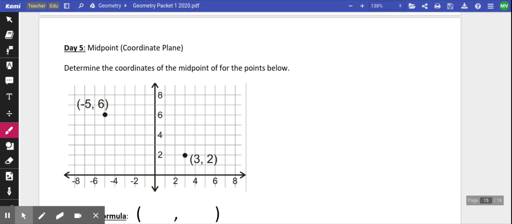So the one thing I want you to think about is when you're finding the middle number, say the middle number between 3 and 7, what number is exactly in the middle? Well, normally how we find that is we find the average. So you do 3 plus 7, divide by 2, and that gives you 5. So 5 is exactly in the middle between 3 and 7.